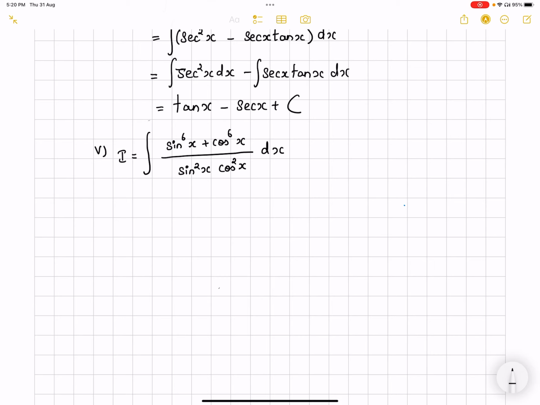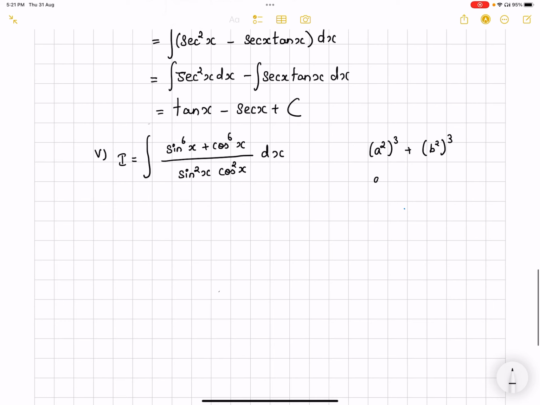Now here, are you able to observe the numerator as an a cube plus b cube format? If not, I will just make it. Let's see here. I have a square, the whole cube, plus b square, the whole cube. This is nothing but a to the power 6 plus b to the power 6. The same way the question has been given with sine and cos. So I'm going to use that particular thing. What we are going to use is a cube plus b cube is equal to a plus b the whole cube minus 3ab into a plus b.